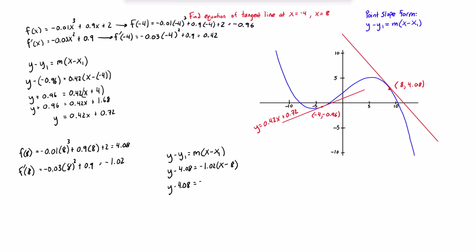We can distribute this negative 1.02 through those brackets, so that'll be negative 1.02x plus 8.16. And then we can add 4.08 to each side, and we're left with y equals negative 1.02x plus 12.24. And this is the equation of our other tangent line in the form of y equals mx plus b, where m is our slope of negative 1.02 and b is our y-intercept of 12.24, which would actually be happening just up here, just off of where I've drawn the chart. I drew this by hand, so it's not exactly to scale, but it's pretty close.